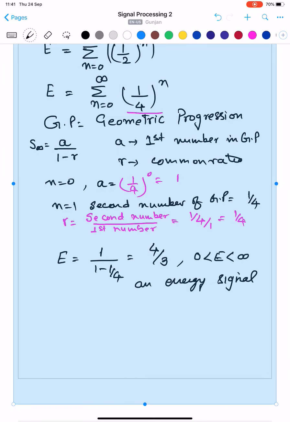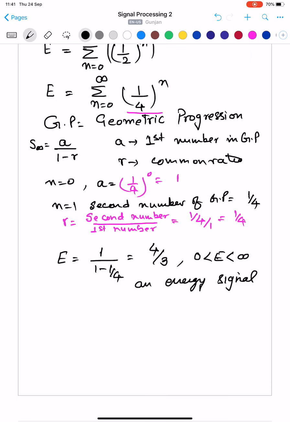Now at this point I want to give you some work. I want you to try when you have x of n equals minus j to the power n times u of n, and please write your answers in the comment box.